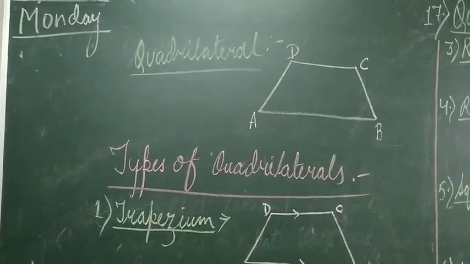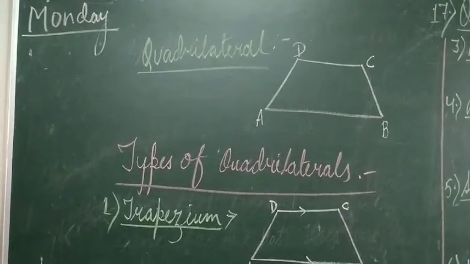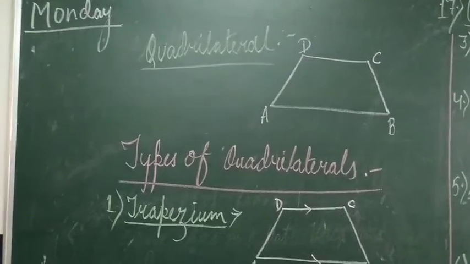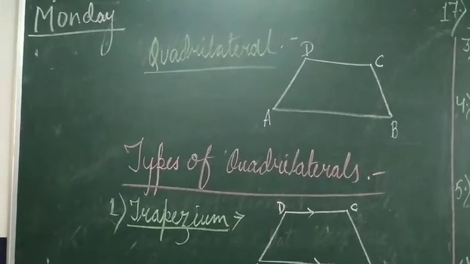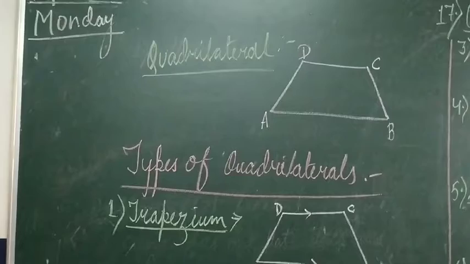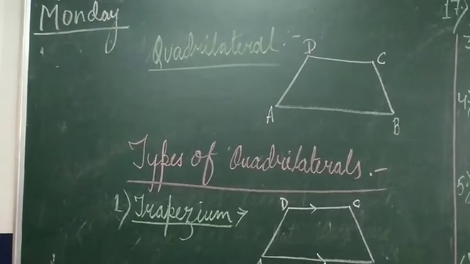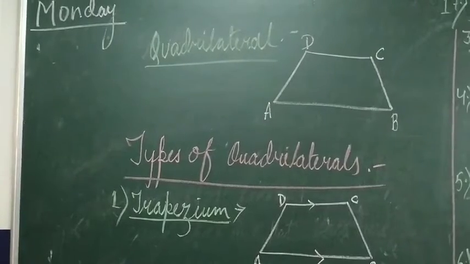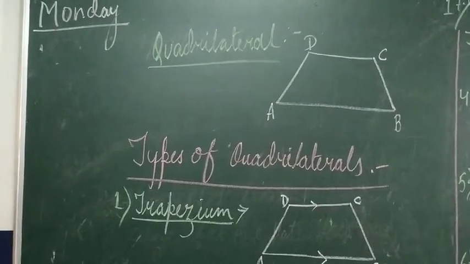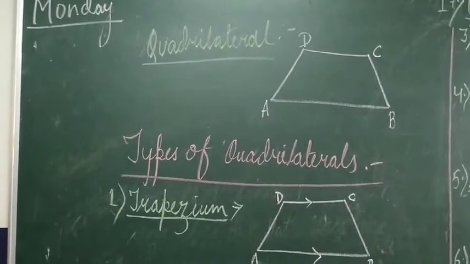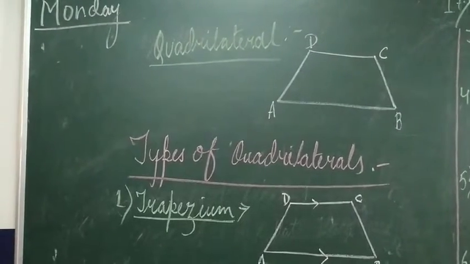In a quadrilateral there are 4 angles, angle A, angle B, angle C and angle D. Here the opposite angles are: angle B is opposite to angle D and angle A is opposite to angle C. Adjacent angle means angle A is adjacent to angle B and angle A is adjacent to angle D.